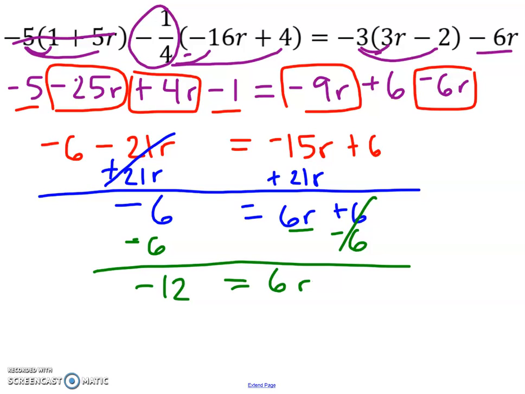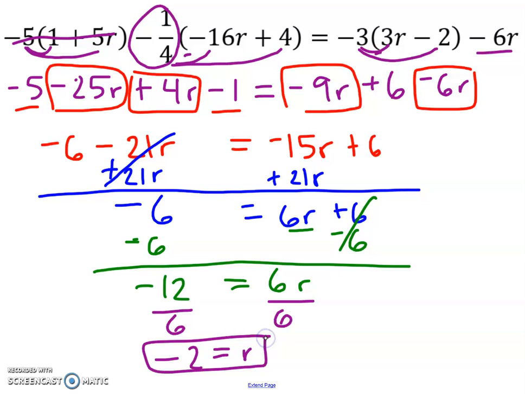Okay, hanging with me? All right, last one. We need a coefficient of 1. We're at 6, so divide by 6, divide by 6, and we get negative 2 equals r. Things are awesome, and that is how you solve equations. All right, you got this. You're pros.